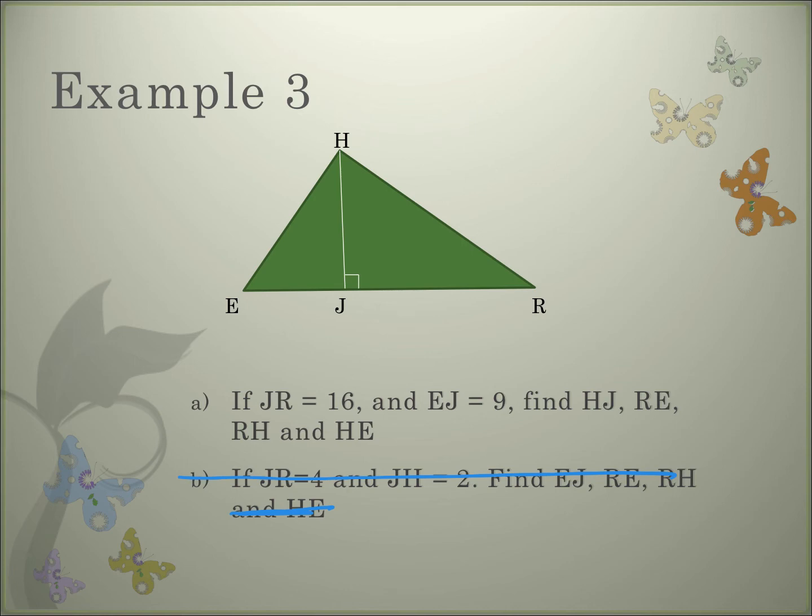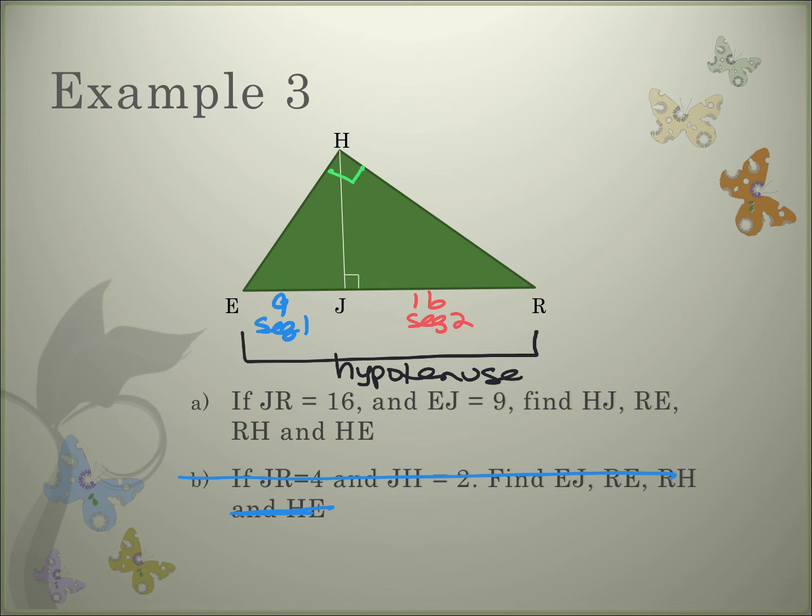Okay, so for part A, they've given me JR, which again, remember this is segment 2 that I call it. And then EJ, that's this segment. This is my segment 1, because remember, this is the hypotenuse. And my right angle in my triangle is up here. Now, this is a leg. This is a leg. And then my altitude is right here.